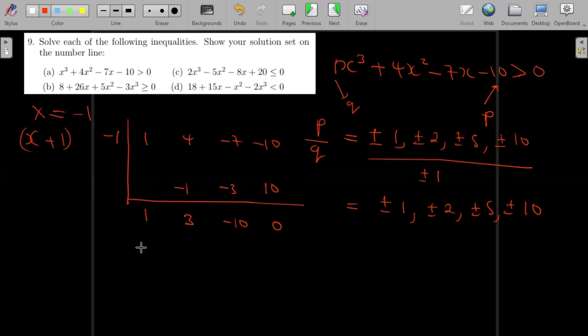So we factored it out here. This is just x squared plus 3x minus 10. And remember, the first part of it was x plus 1, like that. So this is what we get.